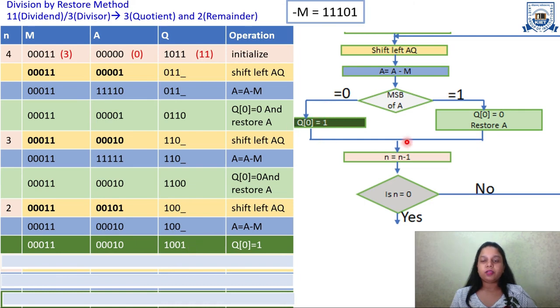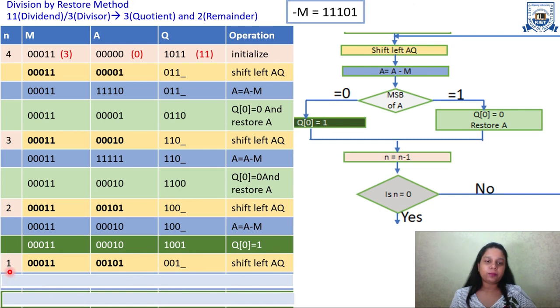Next we will go further. The value of n is decremented by 1. That will be done here. It means that 2 is converted to 1. Next, obviously 1 is not equal to 0. We will go back and shift left AQ. The value of AQ is given here. You have to shift it left. So let's see the result.